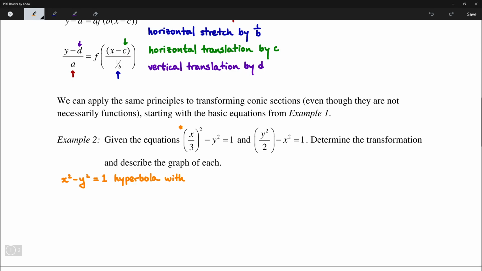In this case, it is the one that has the two branches on the left and the right. Sorry about that. So it is the x squared minus y squared equals 1 hyperbola, the one that has the left-hand side and the right-hand side as the two branches, and it undergoes a horizontal stretch by a factor of 3.